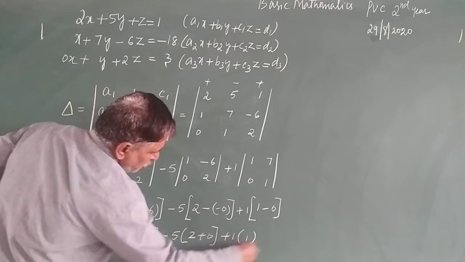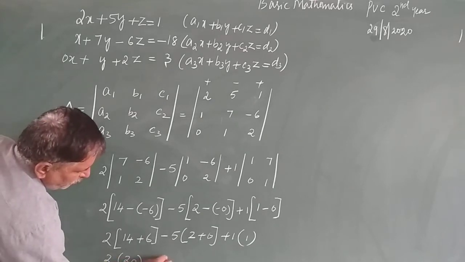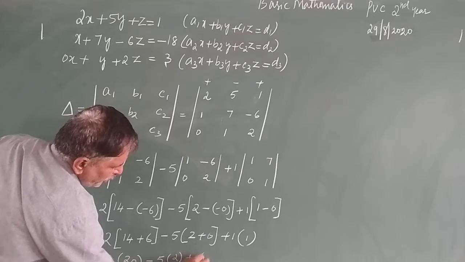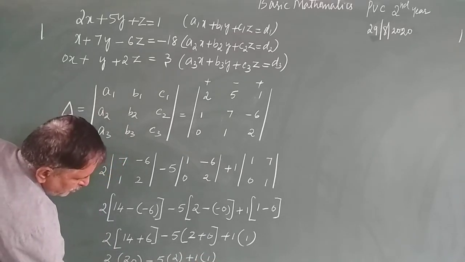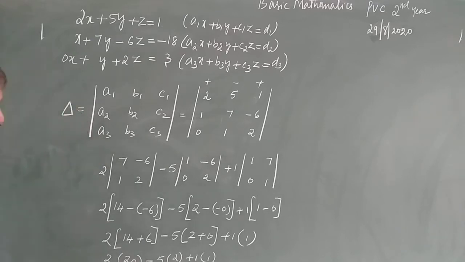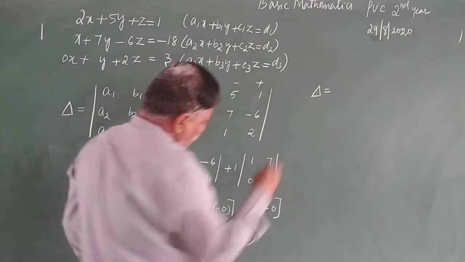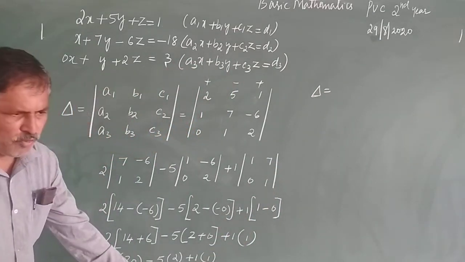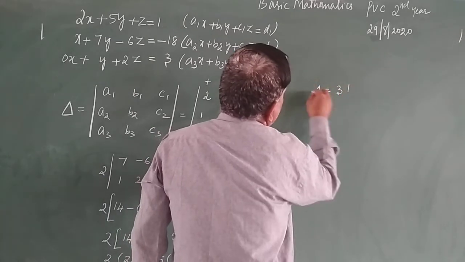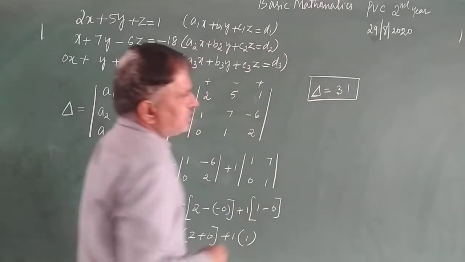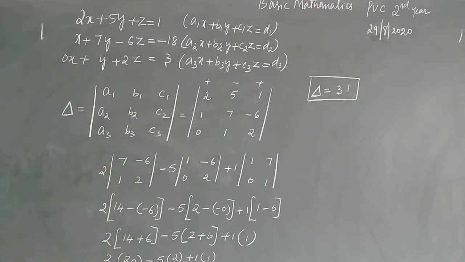Plus 1 into 1. So this is 2 into 20, minus 5 into 2, plus 1 into 1. So this will become 40 minus 10 plus 1. So delta is equal to 40 plus 1, 41. 41 minus 10 is 31. So this is delta.